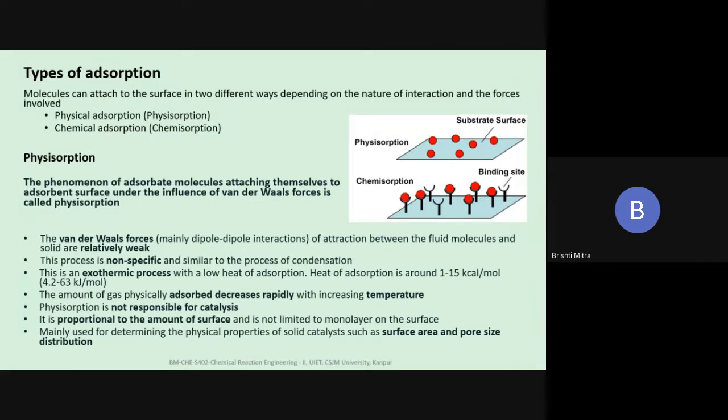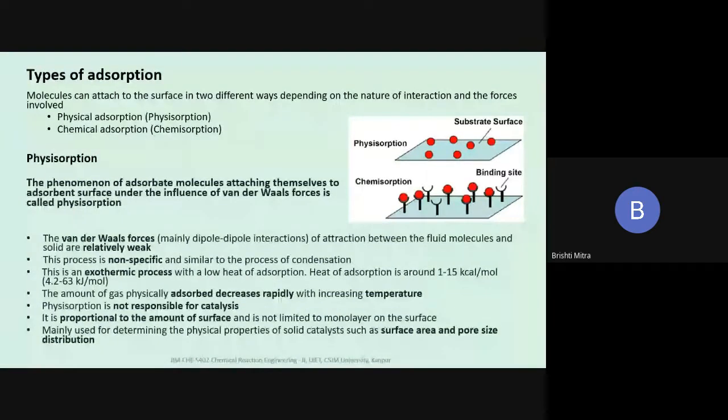These molecules can attach to the surface in two different ways, depending on the nature of interaction and the forces that are involved. So adsorption is essentially the first step to any heterogeneously catalyzed reaction. That is why, when we write the rate of the reaction, the first step we consider is going to be the step of adsorption. If you remember, I had told you, first they interact, then the product formation happens, A goes to B, and then B has to be released into the atmosphere or the bulk. When B is released, that is essentially your desorption step.